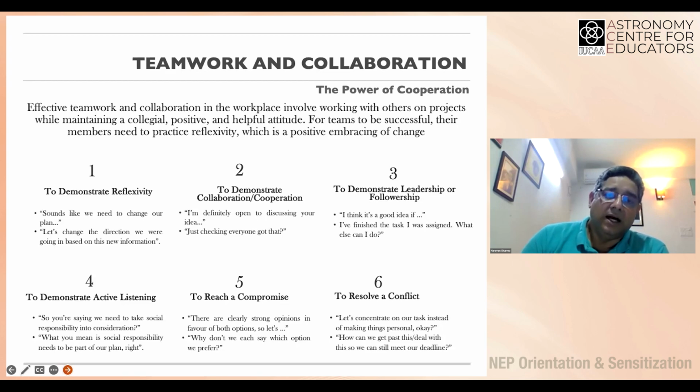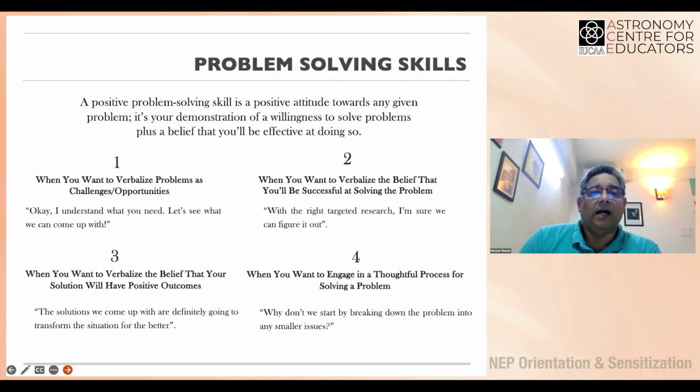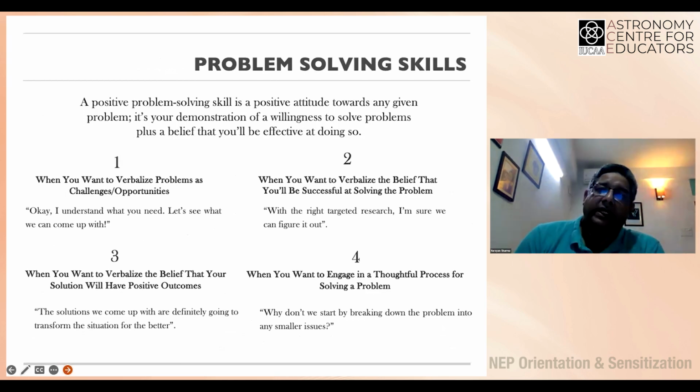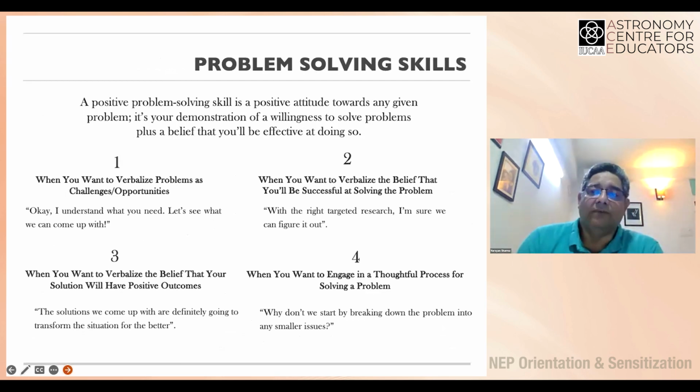So I think we need to populate our vocabulary with this kind of statement in order to work in a team and to demonstrate the power of cooperation. And then another very important skill that I strongly suggest you inculcate in your students is problem solving skills. A positive problem solving skill is a positive attitude towards any given problem. It's your demonstration of the willingness to solve problems, plus a belief that you will be effective at doing so.